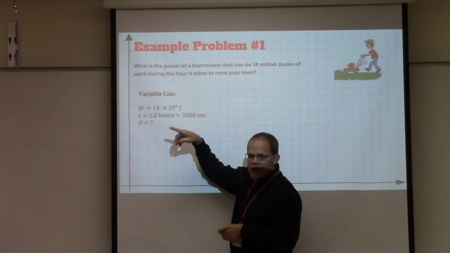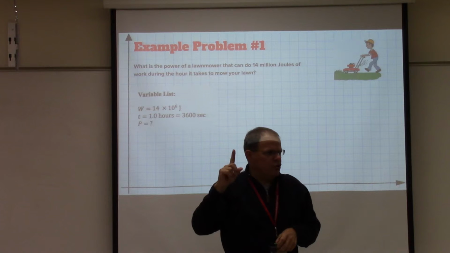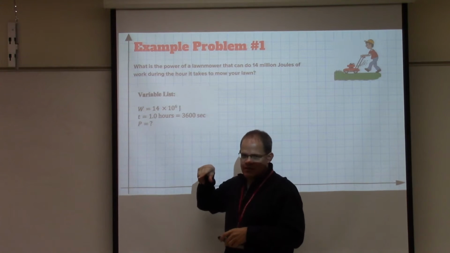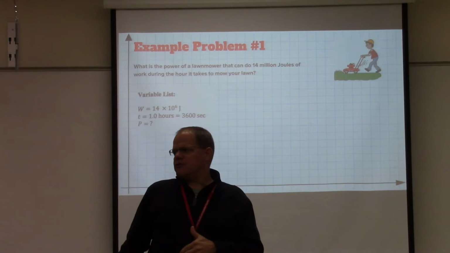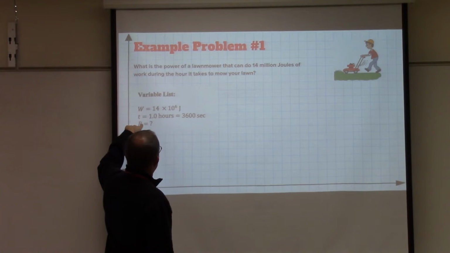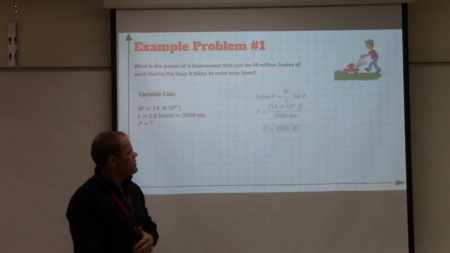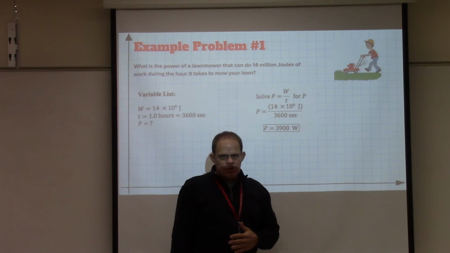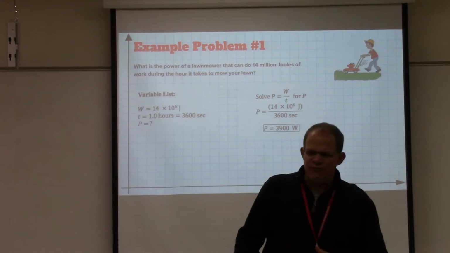Here's where I said watch out. How long do we run our lawnmower? 1 hour. But what units do we need for time? Seconds. So I put 3,600 seconds. So now, without a whole lot of effort, you could grab your calculator. Power is the work divided by the time. You can take 14 times 10 to the 6th divided by 3,600, and you get a power of about 3,900 watts. So if you go to Lowe's and look at lawnmowers, you could say, hey, you got a 4,000 watt mower?